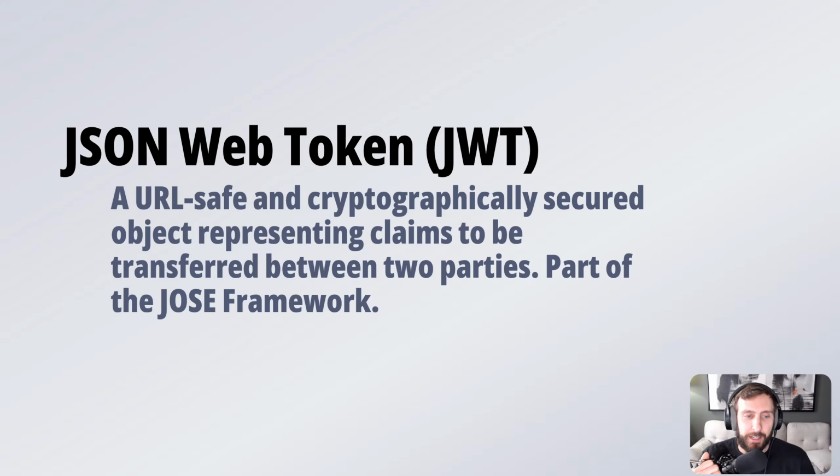Definition. This is, as with other series of mine, my own, but largely derived from the RFC, where JSON Web Tokens are defined, and we'll talk about those in a moment. It is a URL-safe and cryptographically secured object representing claims to be transferred between two parties. It's part of the JOSE framework, which for the purposes of this video, we're just going to call Jose. I'm not sure about the pronunciation of that one, but we're calling it Jose for this video.